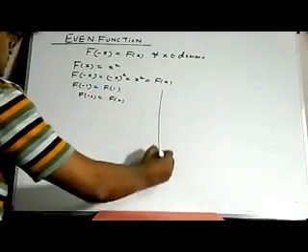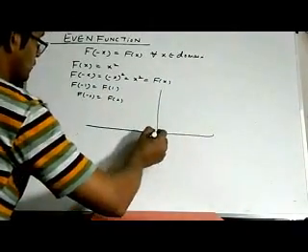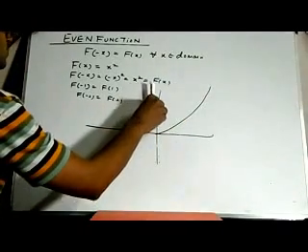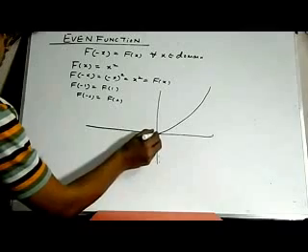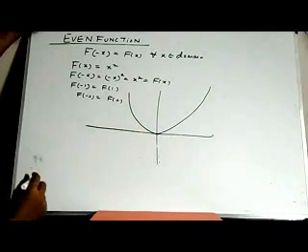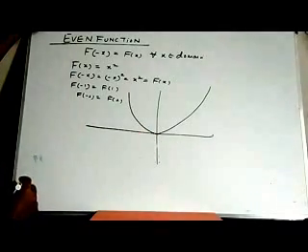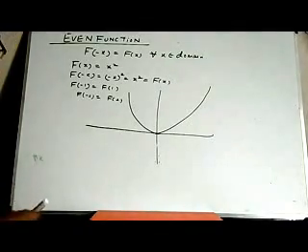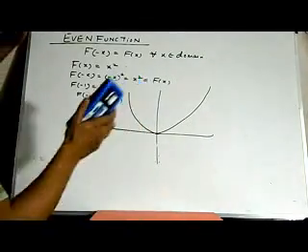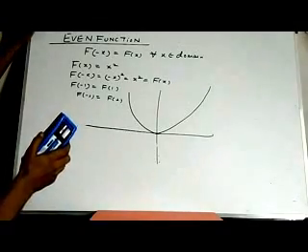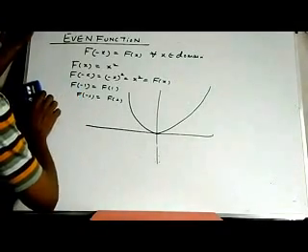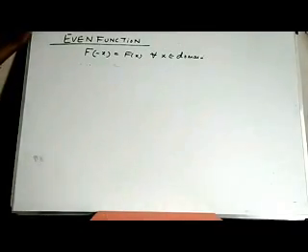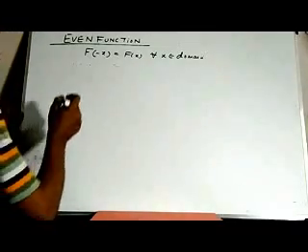It means if the graph is somewhat like that in this region, then the mirror image, if you take this y-axis as a mirror, then this graph will be repeating like that. So an even function has a symmetry with respect to y-axis. So now I am writing down the properties of even functions.